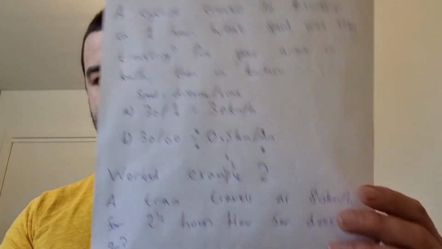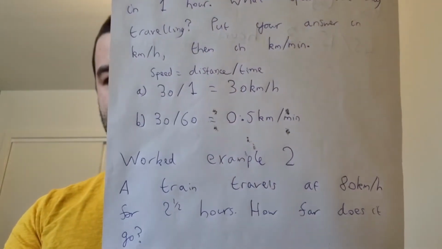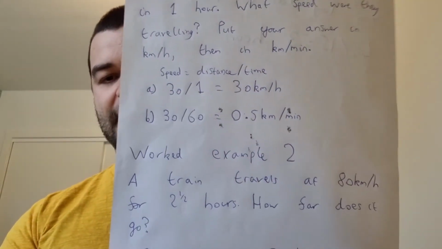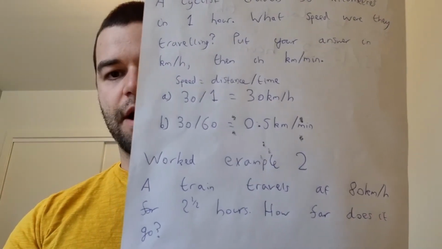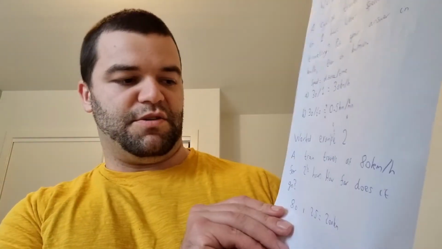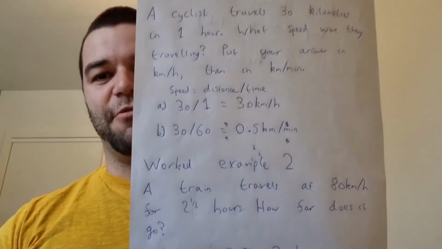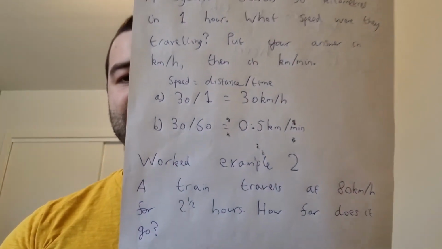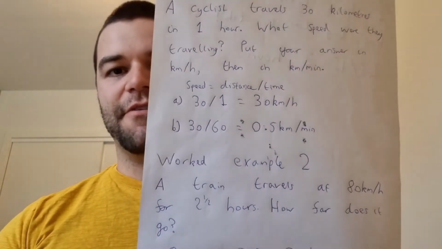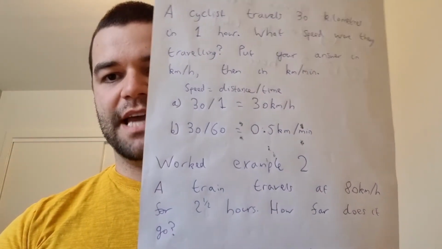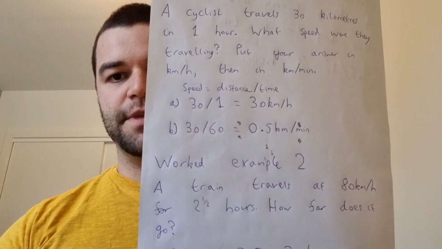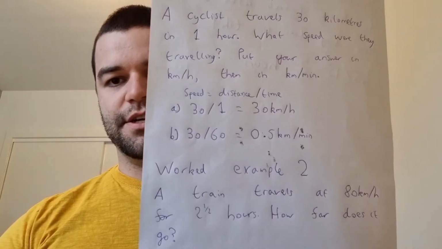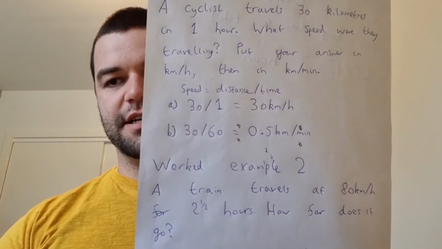So for the second worked example, we've got a train that's traveling at 80 kilometers per hour for 2.5 hours. And we want to know how far that train would go. So we're looking at distance for that one. So again, for worked example 2, just pause this before I go through the answer.